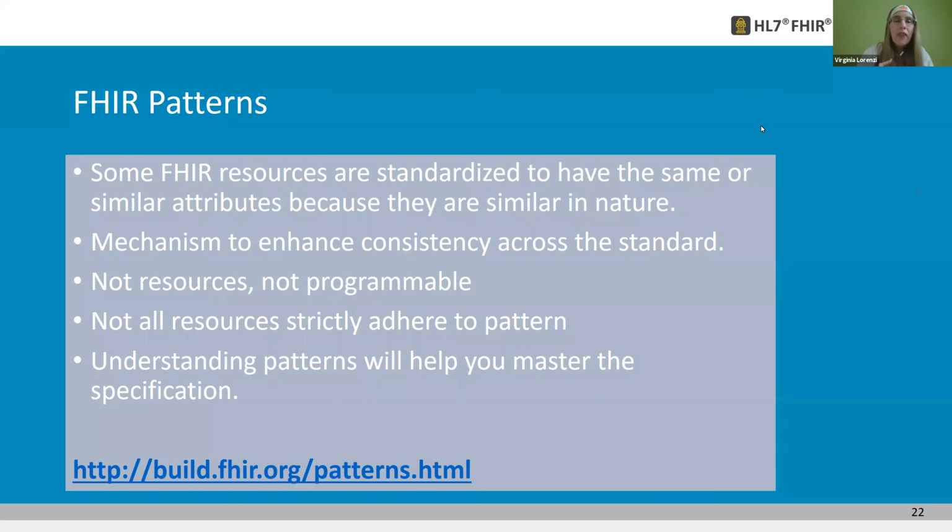And the thing is, while all that's true, understanding patterns will help you master the specification because it reduces the complexity. There is a description of the different kinds of patterns that are out there at this link. And once you have an idea of what patterns are out there, you will start seeing, oh, this looks just like the other thing I saw.